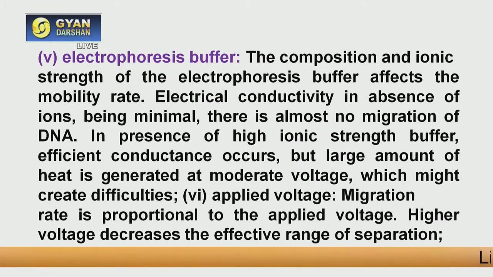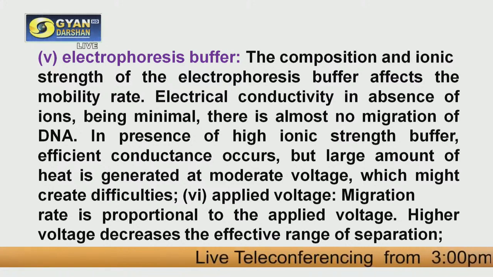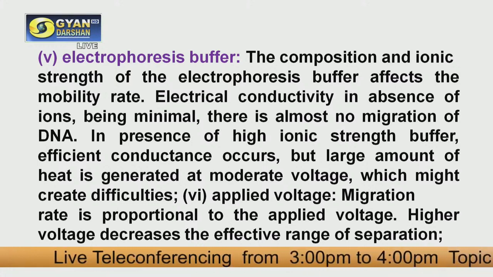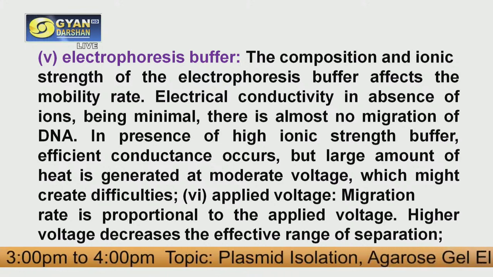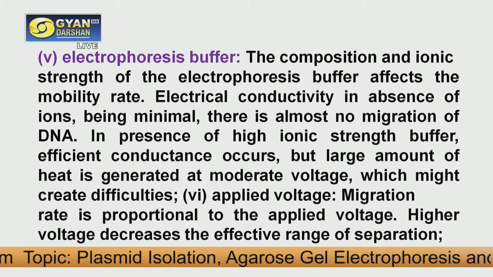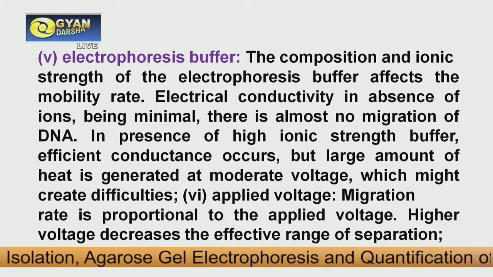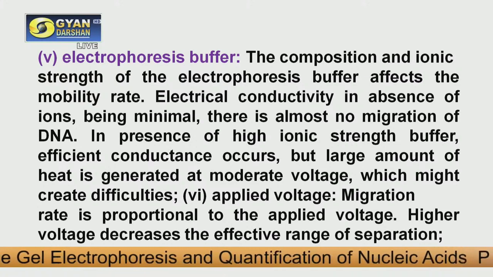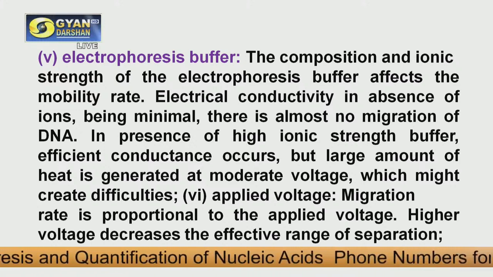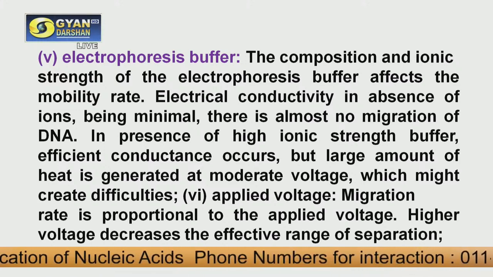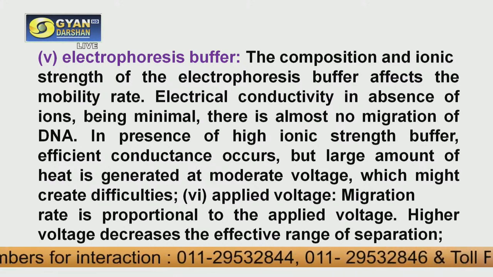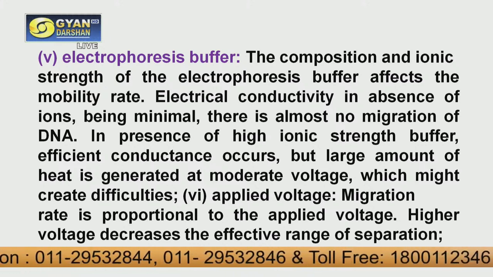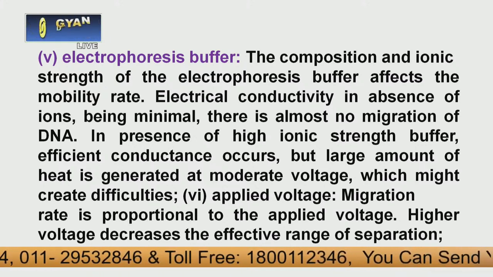Electrophoresis buffer, that means when you are running the DNA in an agarose gel, you have to use a running buffer which is present in the electrophoresis tank. And the composition and ionic strength of the buffer also affects the mobility rate. If it is a high ionic strength, then efficient conductance will occur, but a large amount of heat is generated. So you have to properly balance. If you are using a very high voltage in the electrophoresis system, then the DNA will migrate faster, but then the resolution may not be good.